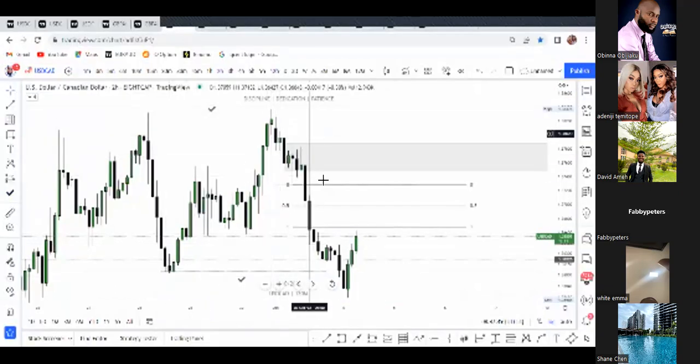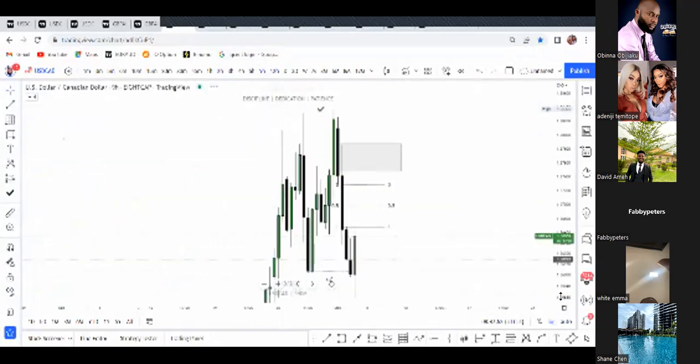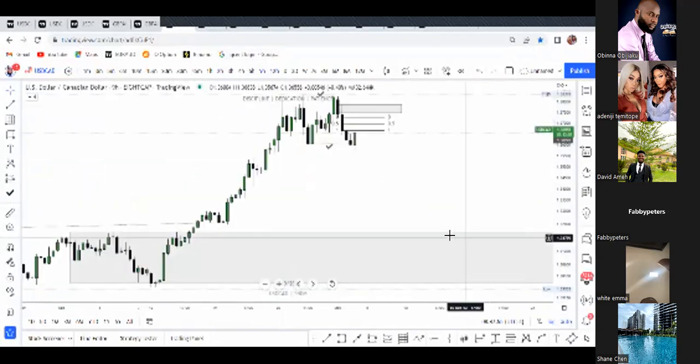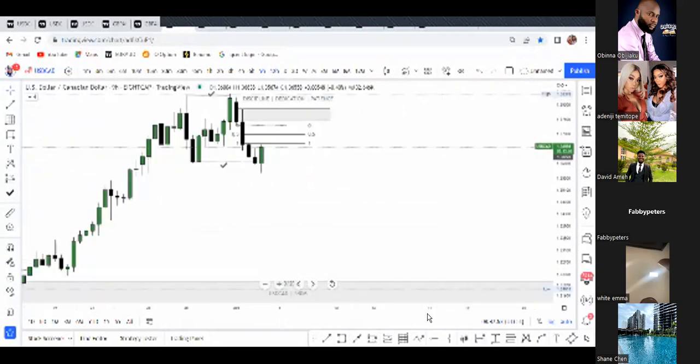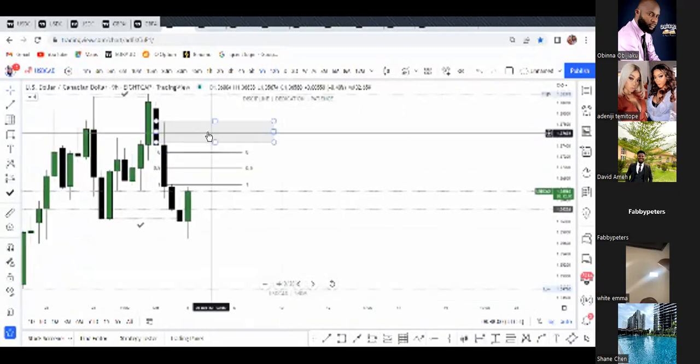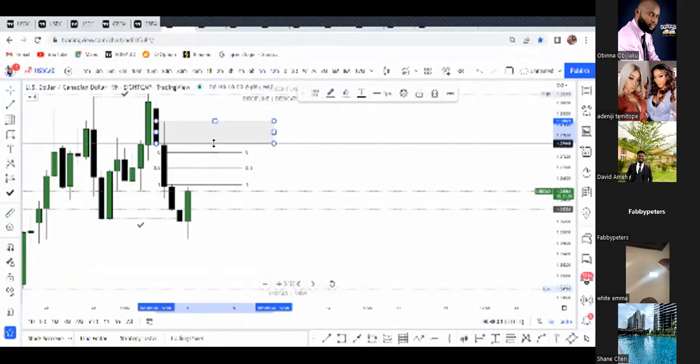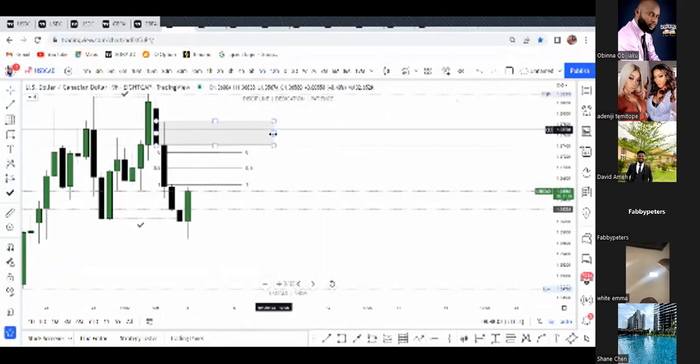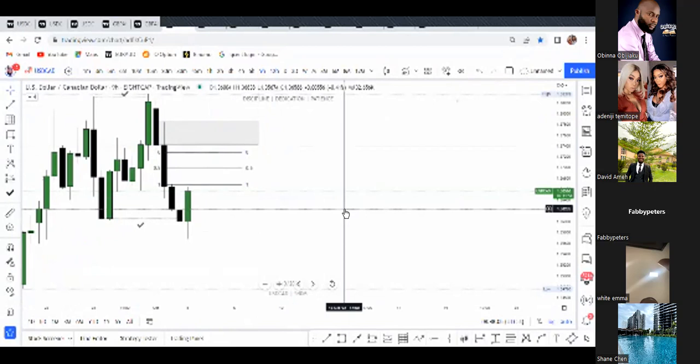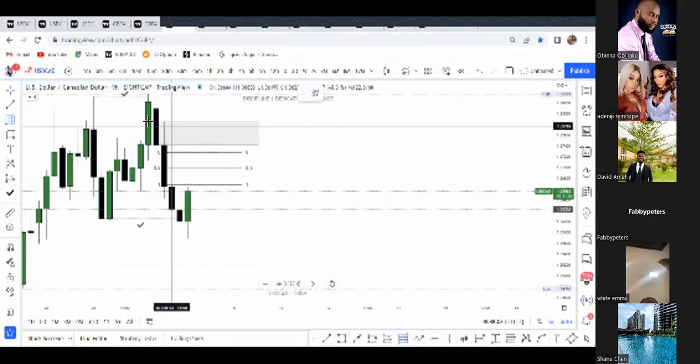Now we have a hidden OB. On the 9 hours, we have an order block, 2 order blocks in that range. But on the 9 hours, I can see a hidden OB. So if I'm expecting price to come into the hidden OB, I'll just look for the 50% to properly price into that zone.